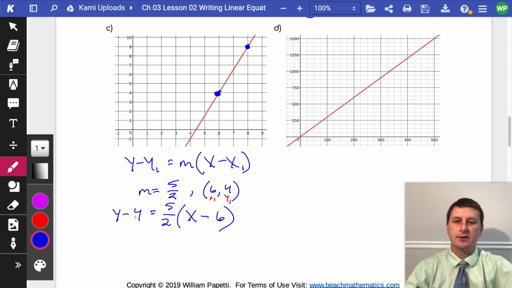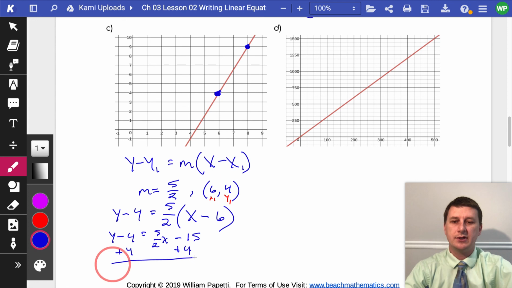Okay, so again, let's do some simplifying here. I'm going to distribute, and I'm going to get y minus 4 is equal to 5 over 2 x, and then this is going to give me a minus 15. And finally, I'm going to add 4 to both sides of my equation to get y by itself. I'm going to get y equals 5 over 2 x minus 11.